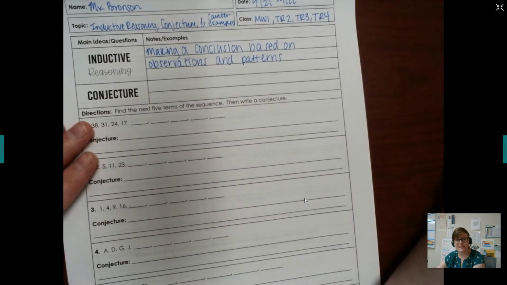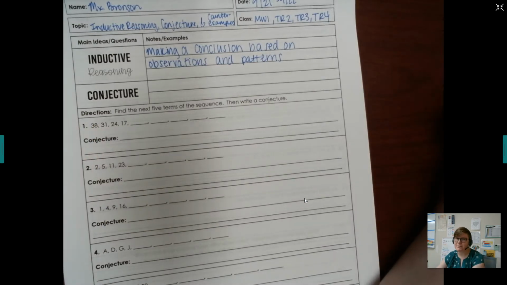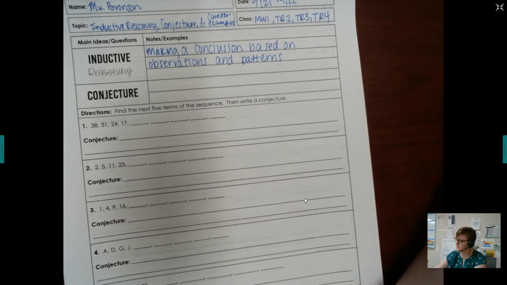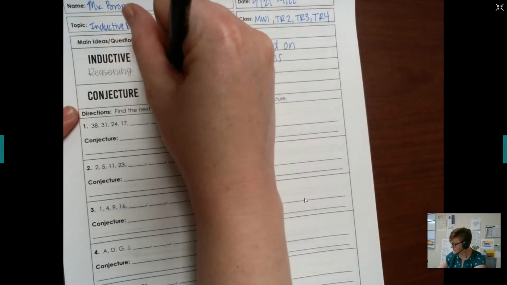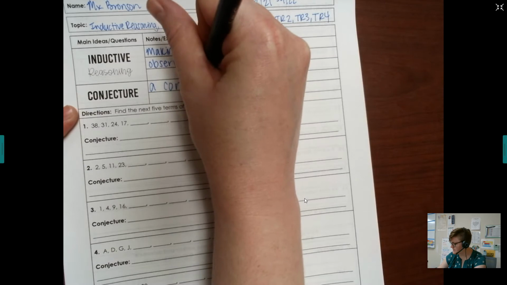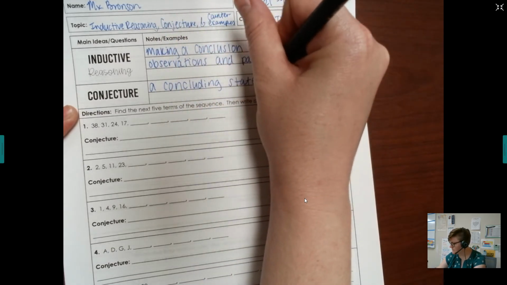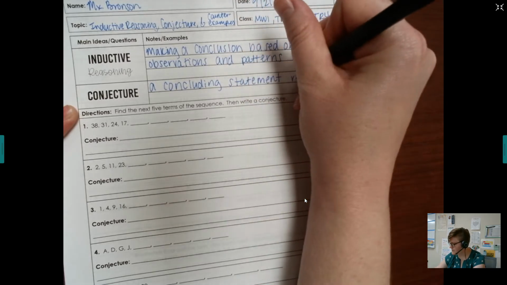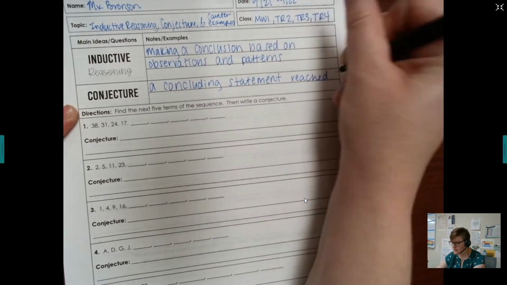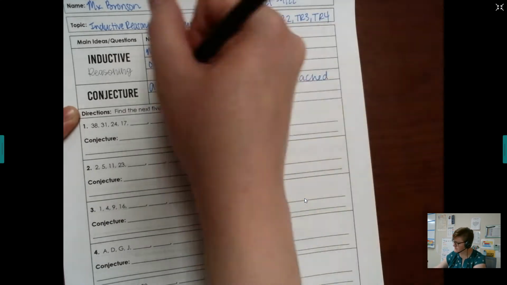And a conjecture is your concluding statement that you reach using inductive reasoning. So a concluding statement reached using inductive reasoning.